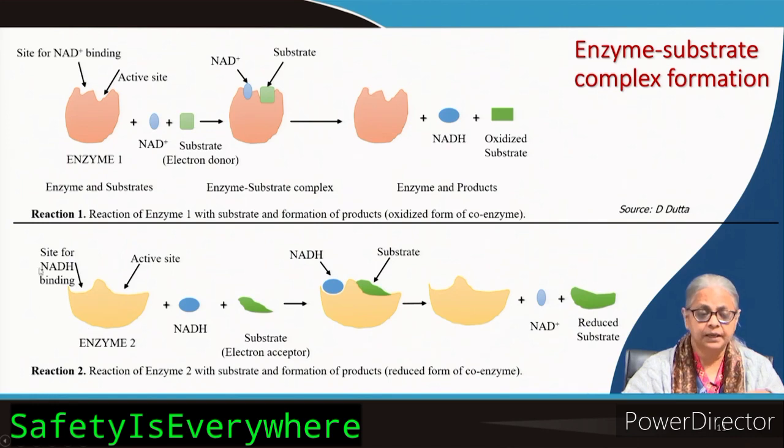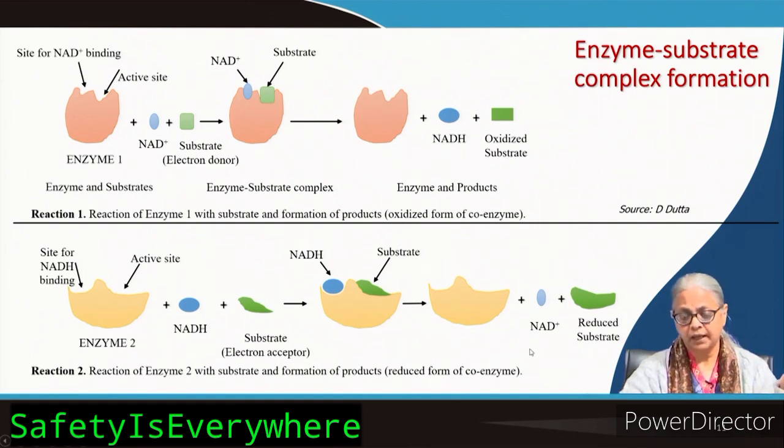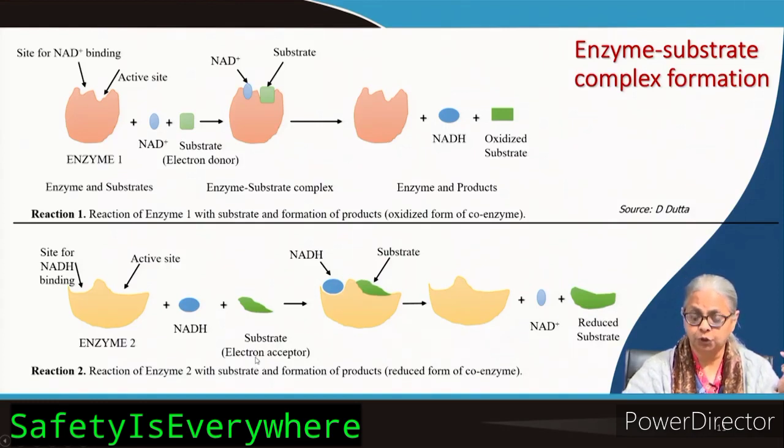You have another enzyme which has two sites, one for the substrate and one for NADH. This NADH, remember, it's a coenzyme. So now it has to be returned back to NAD plus. So it has a proton and an electron. It will lose its proton and electron. The substrate will pick up the electrons and it will get reduced. So it's an electron acceptor. The protons will be released. They will help in generating the proton motive force, and you get this particular form.